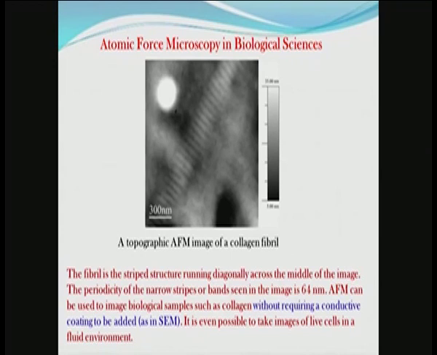So, what is shown here is a fibril. You can see the striped structures over here. This is a collagen fibril imaged by atomic force microscopy. You can see the fine structure of these fibrils on the nanometer scale obtained through atomic force microscopy. It is even possible to take images of live cells in a fluid environment through AFM.